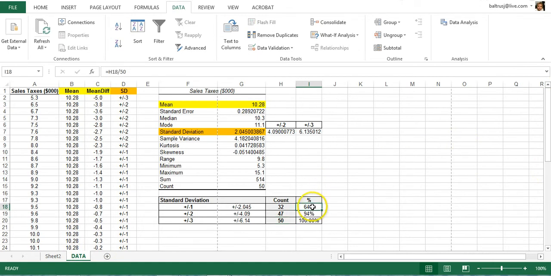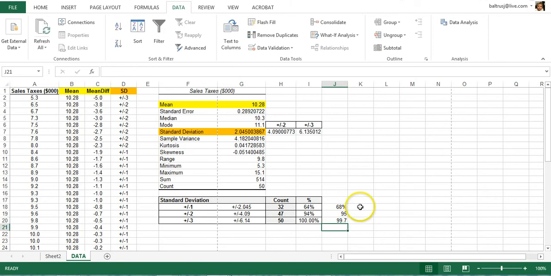So 64% of our cases, 32 out of 50, are within plus or minus 1 standard deviation. 94% are within plus or minus 2 standard deviations, and all 100% of them are within plus or minus 3 standard deviations. Now, comparing that to the empirical rule, it would say 68%. The empirical rule for plus or minus 2 standard deviations is 95. And then for plus or minus 3, it's 99.7.